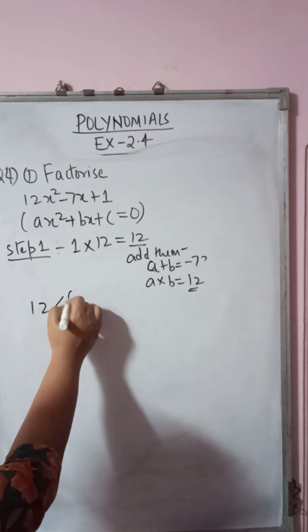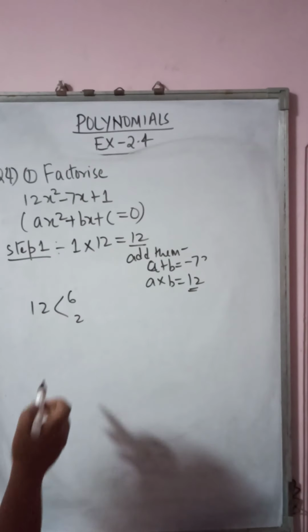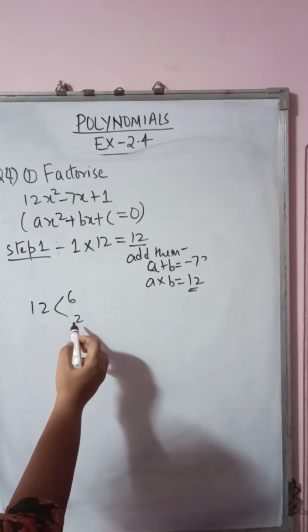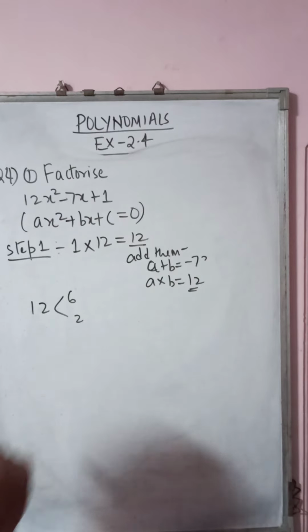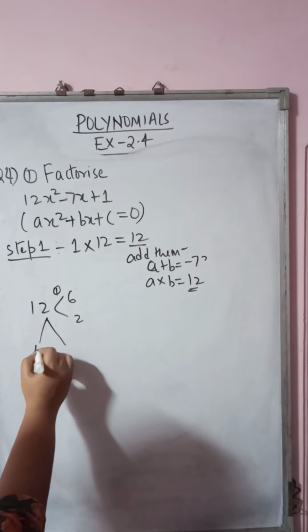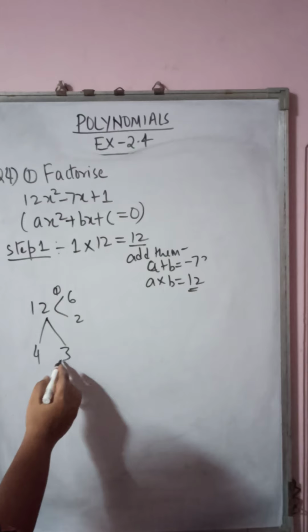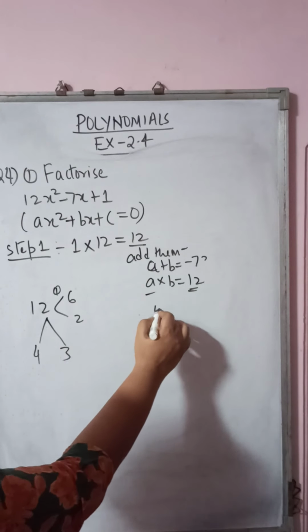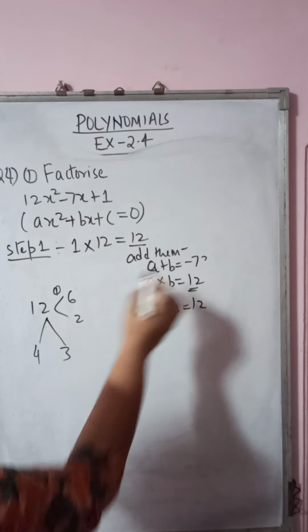So you can get 6 2s are 12, 6 into 2. But anyhow 6 minus 2 will be 4, 6 plus 2 will be 8. You are nowhere getting 7. So the other factor could be 4 into 3, right? 4 3s are 12. So you can write 4 into 3, 12. And I need minus 7 also.